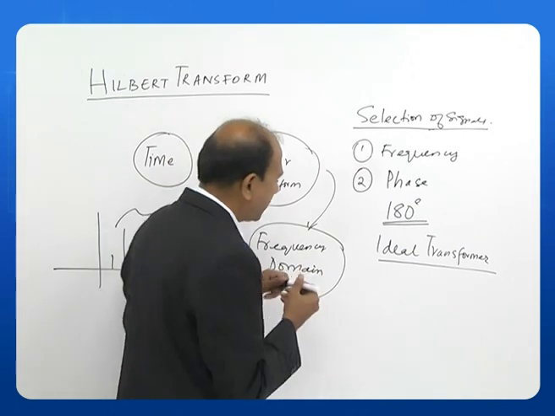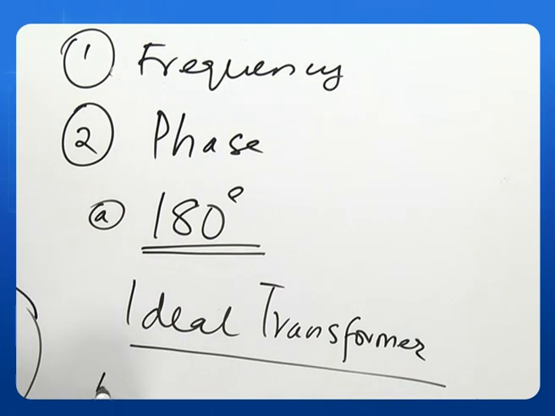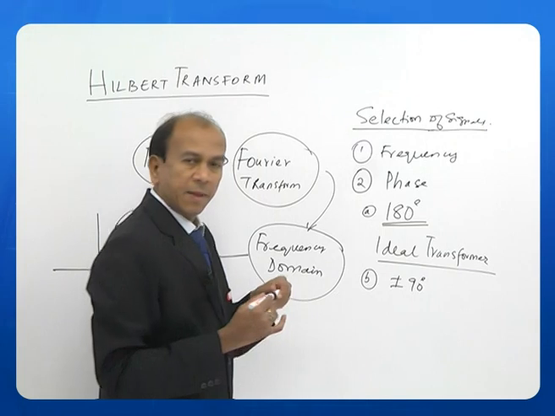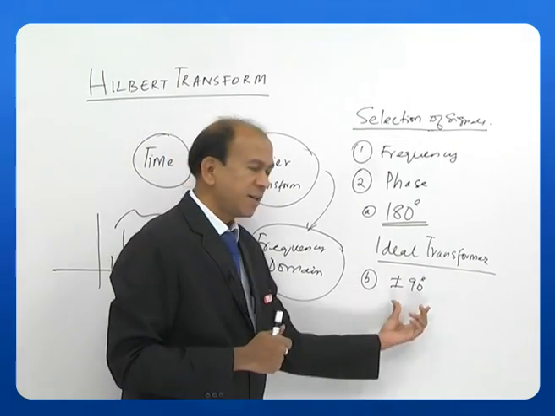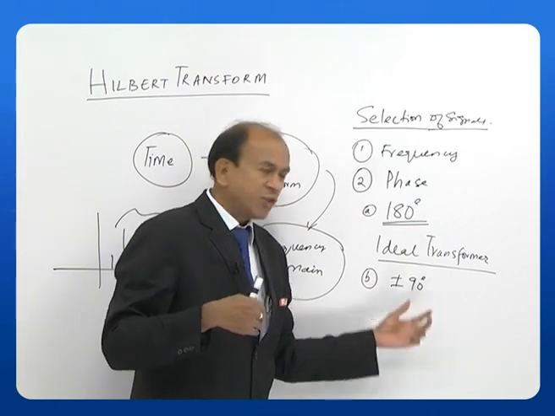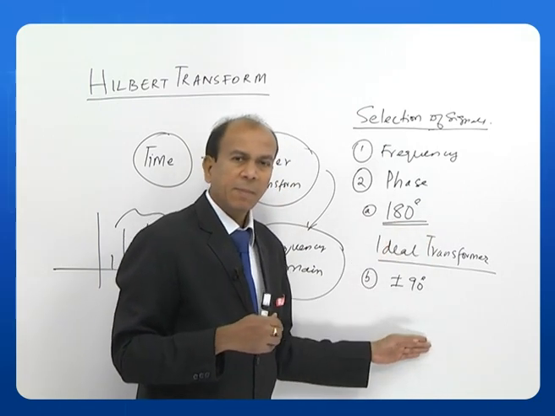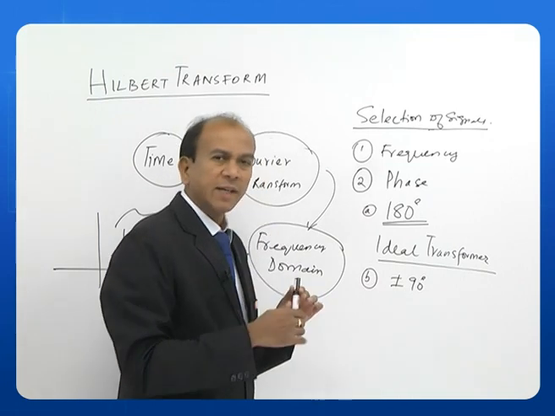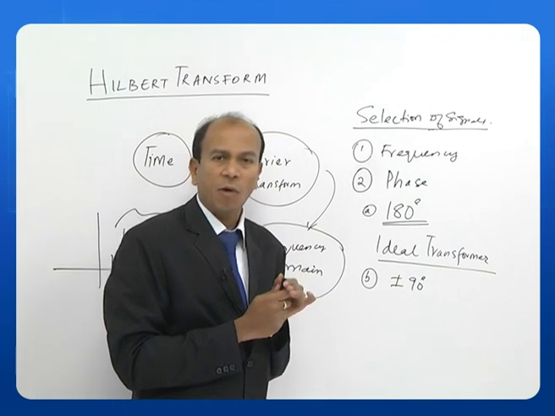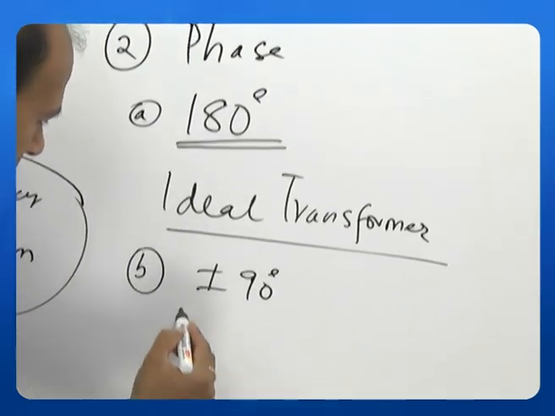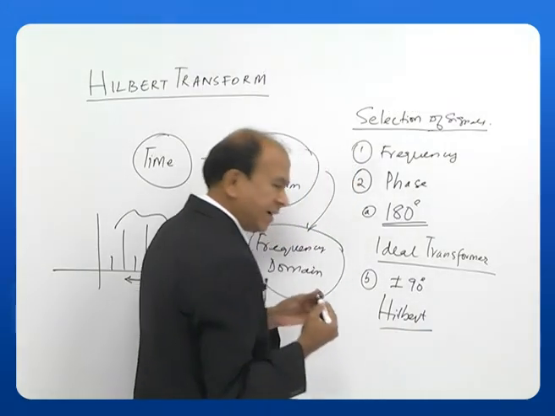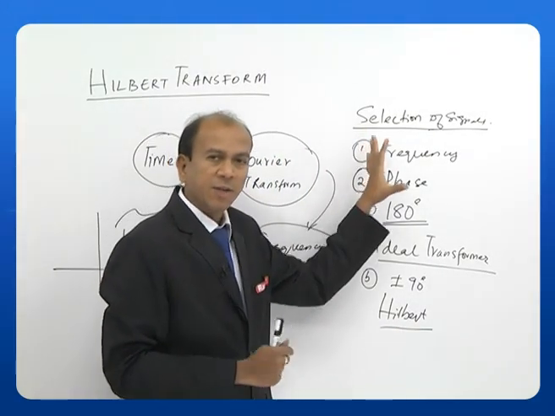Similarly, there is another case where I shift the signal by plus or minus 90 degrees. That means each and every component of the signal is shifted by plus or minus 90 degrees. Instead of 180 degrees, I am shifting a signal by plus or minus 90 degrees. This is done by what is called a Hilbert transformer. So, we will use that Hilbert transformer here. Now, let us understand in detail in this session what a Hilbert transform is and how it works.